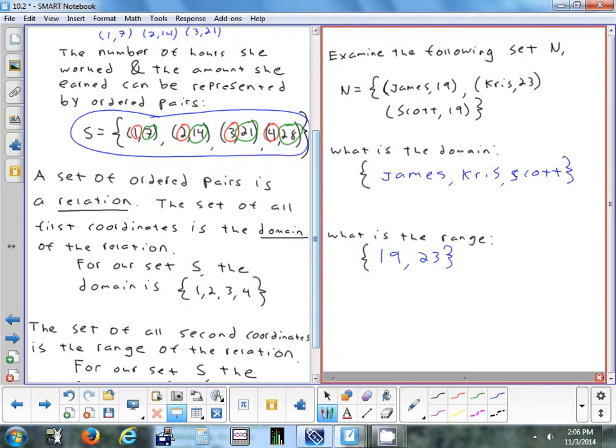So when you're identifying domain and range, domain is the first part of the coordinate. Domain, domain, domain. If you want to know the range, it's the second part. If you have one that's repeated, you don't need to write it twice, just once. Okay, so that's how you identify your domain and range.